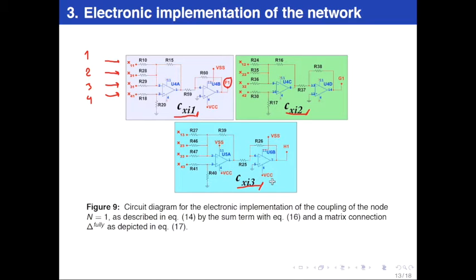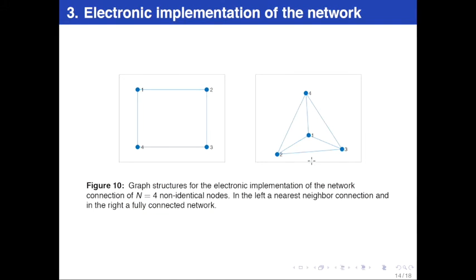Since the circuit diagram of each particular node is composed of a high number of components, only 4 nodes will be considered in the physical experimentation. In this case, 4 nodes connected in 2 different configurations will be considered. First, a nearest neighbor connection, represented here, and second, a fully connected network, considering that each one of these nodes will be given the circuit diagrams from figures 6, 7, and 8, connected as depicted in figure 9.